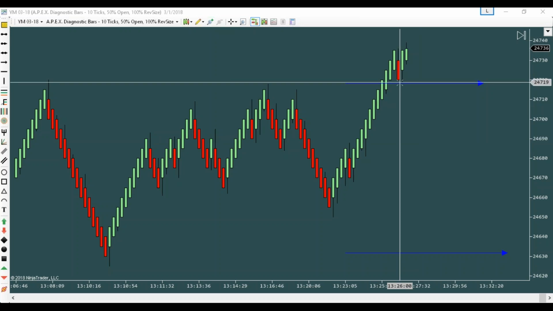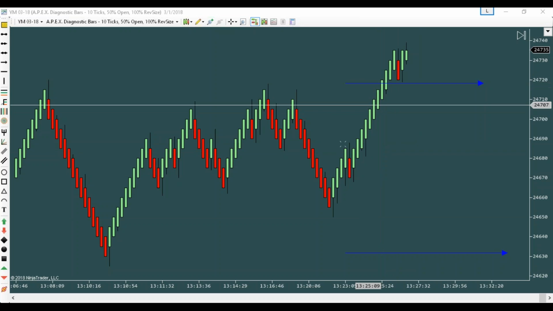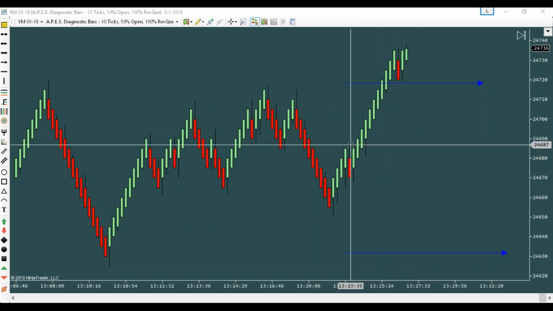So we set up a rule of I'm going to look to do range-bound trading, which this market is not range-bound, okay? So don't be doing this. I'm showing you an example here.